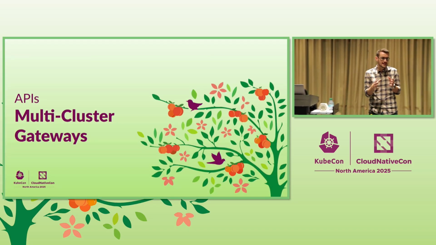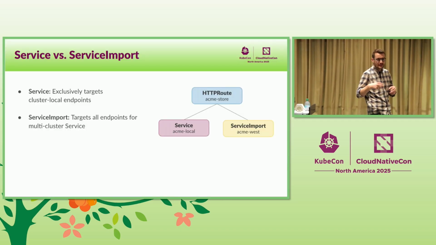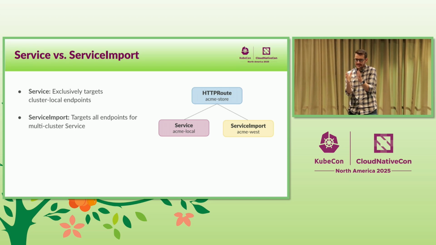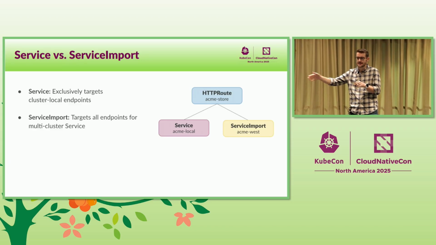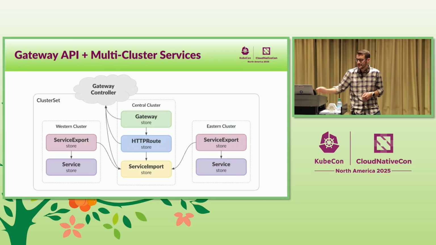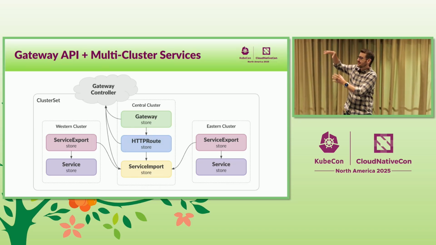Now you put that all together and you get multi-cluster gateways. So if we just take a step back, a service is really pointing at the cluster local endpoints. It's if you want to send traffic to endpoints within your cluster. If, on the other hand, you want to target service import, that's meaning target all the endpoints in connected clusters for this service, thus a multi-cluster service. So this has a lot going on, but this is the combination making a multi-cluster gateway.